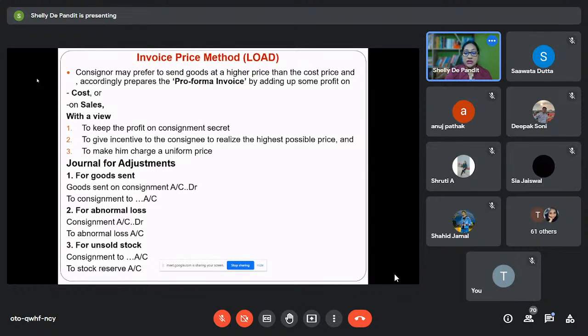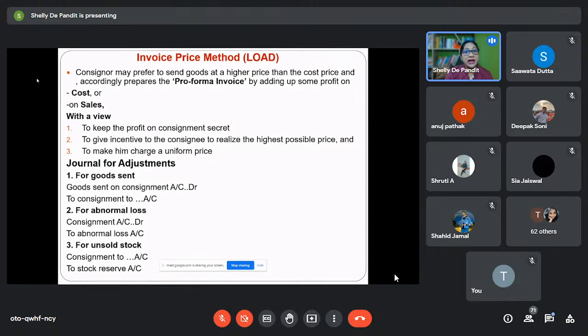Now concentrate. For abnormal loss, we assume that the loss has happened during transit, right? So you sent the goods under pro forma invoice price by adding up some load. So you have to calculate the in-transit loss on that pro forma invoice price. That is why we need to unload the extra price that was charged in the abnormal loss. That is the reason.